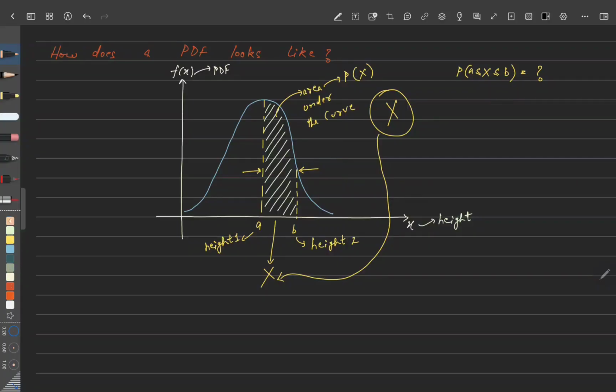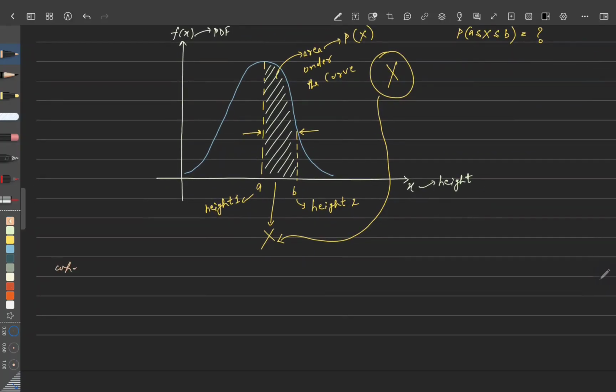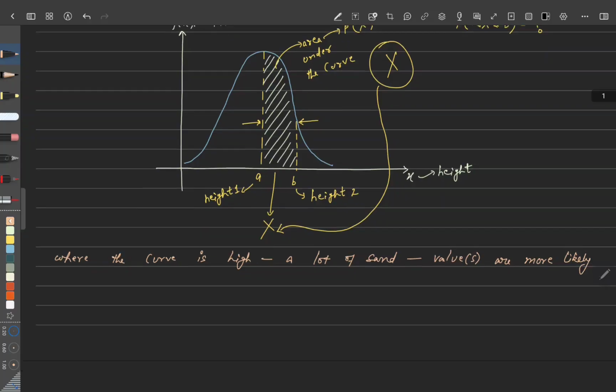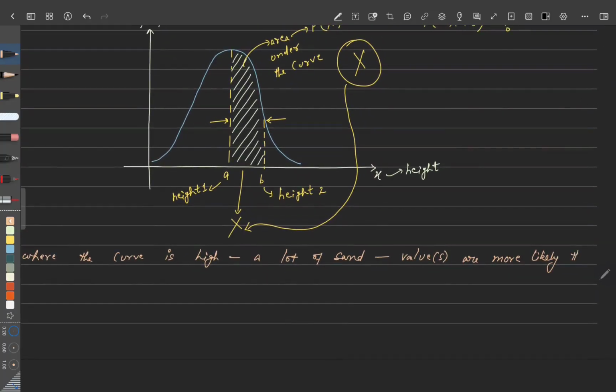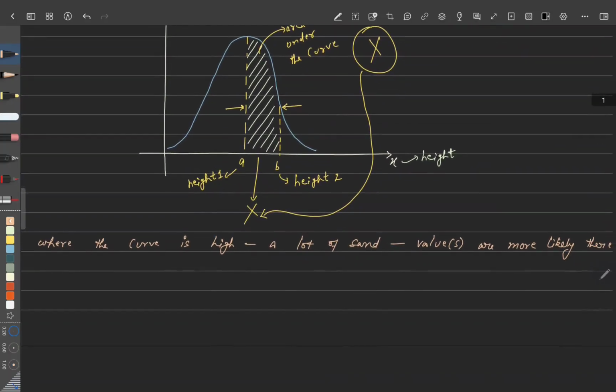let's say, where the curve is high, which means a lot of sand, would mean values are more likely there. Okay, so that is what it would mean.